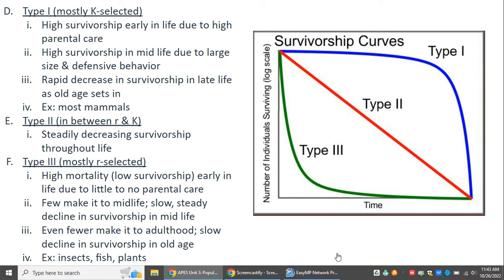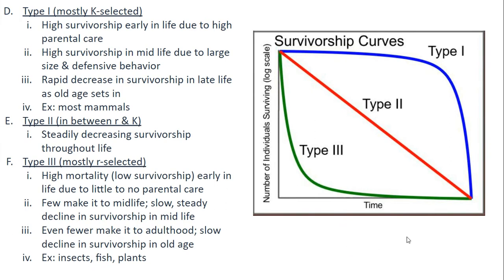A little bit more detail about each one. Starting with type 1 species. Type 1 survivorship curve species are mainly K-selected species. If you exhibit type 1 survivorship, you tend to have high survivorship early on in life, and this is due to high parental care at this period of time. Now, in midlife, maybe due to the large size of the organism, maybe defensive behavior, whatever their niche may be, we start to see that level off. And then as that organism continues to age, we see a rapid decline in survivorship in late life. Mostly mammals who fall under the category of K-selected are type 1 survivorship.